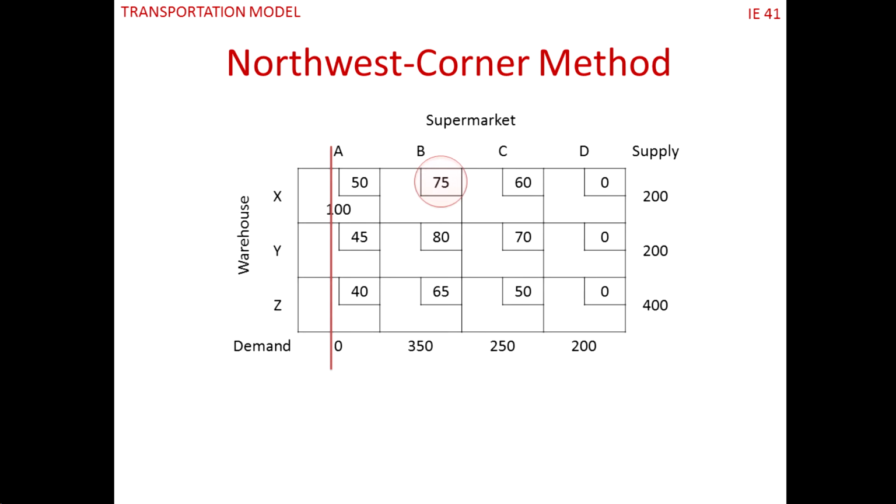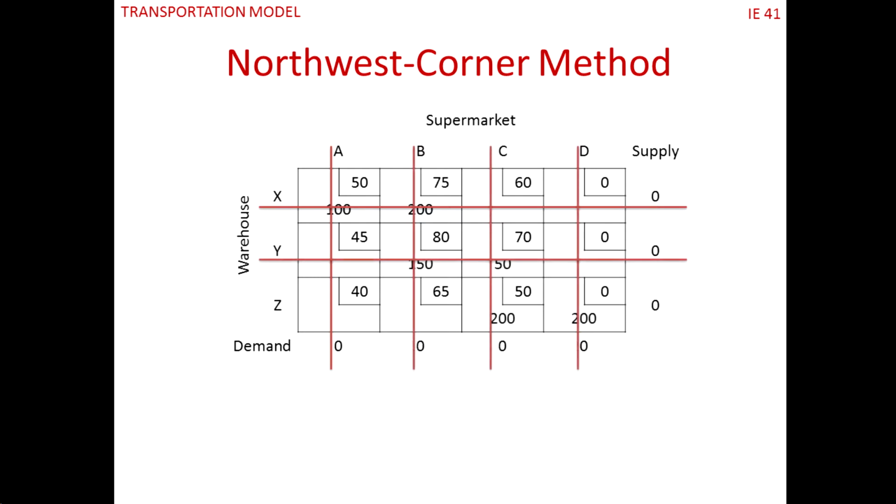The resulting tableau would be... Notice how we adjusted the demand and supply of supermarket B and warehouse X, respectively, and how we crossed out the row of warehouse X. If we do this repeatedly, we will arrive at this final tableau. Notice that the total quantity shipped will only be up to the value of the total supply or total demand.